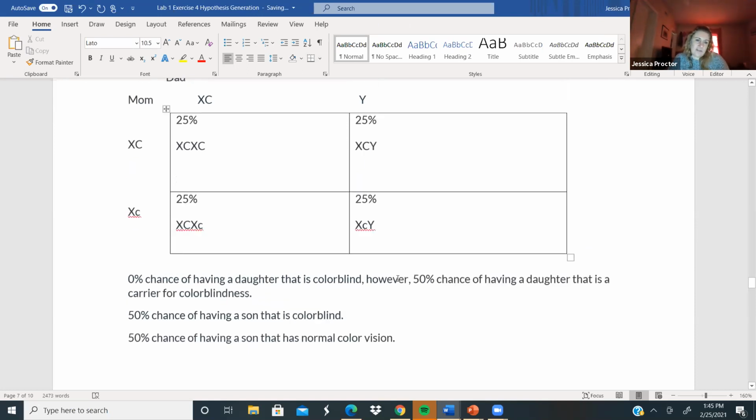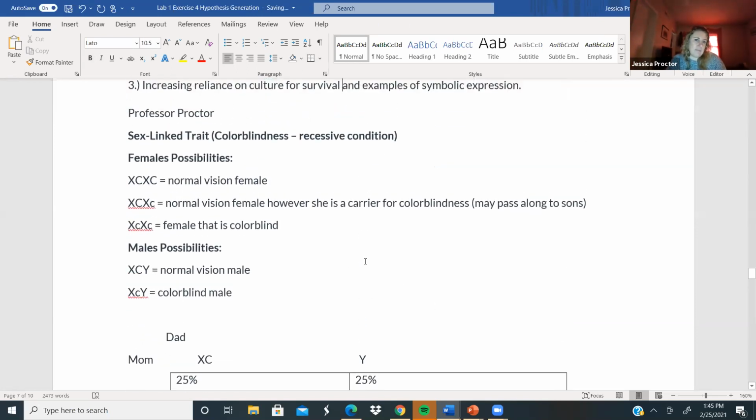Okay, so let's say hemophilia this time. So hemophilia is also an X-linked trait. It's a blood disorder. So it is recessive and it is X-linked. And let's use H's to represent hemophilia. Let me delete all this stuff first.